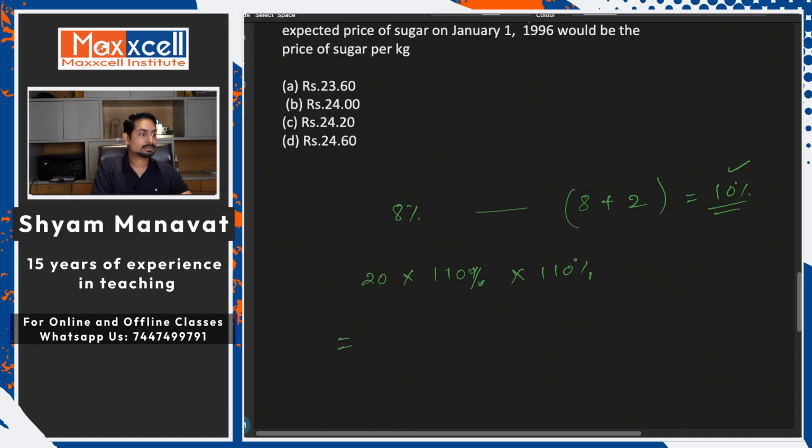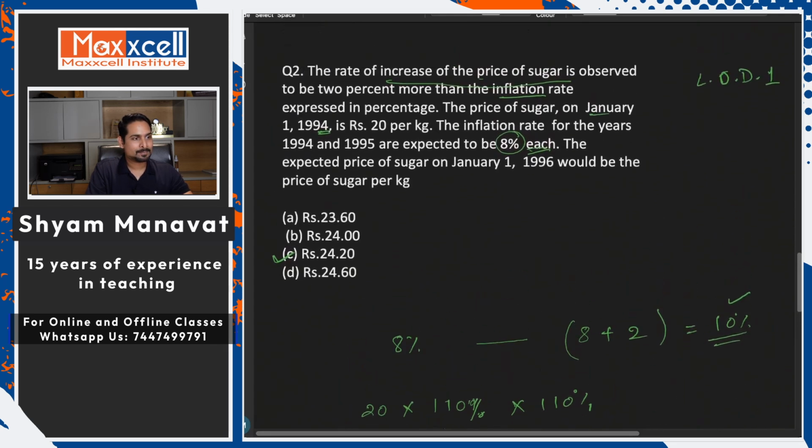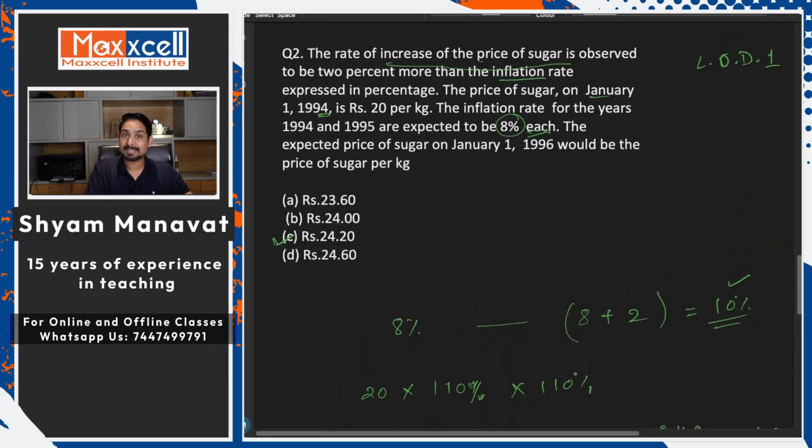You do the calculation, you get the answer as option number C. Simplify this, and you will get 242 by 10. That means 24.2. Option number C. Pretty easy, right? Okay, let's solve the next question.